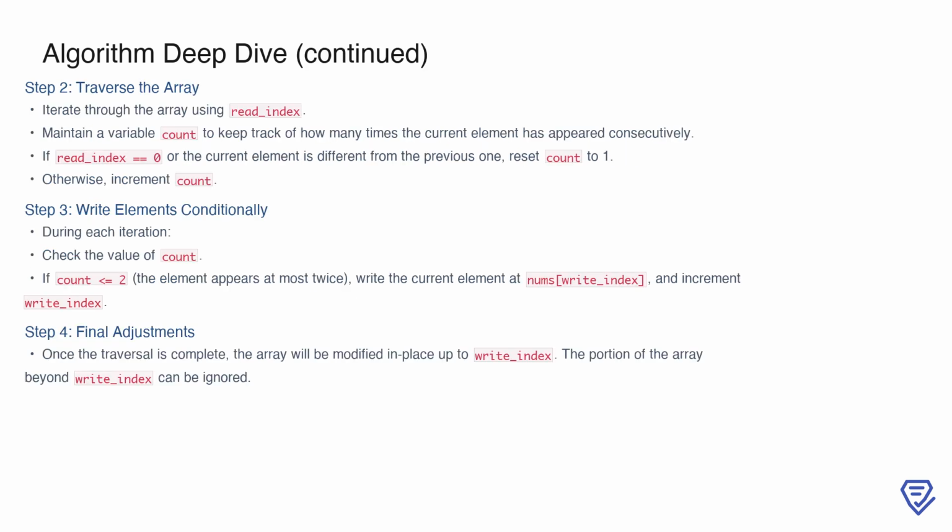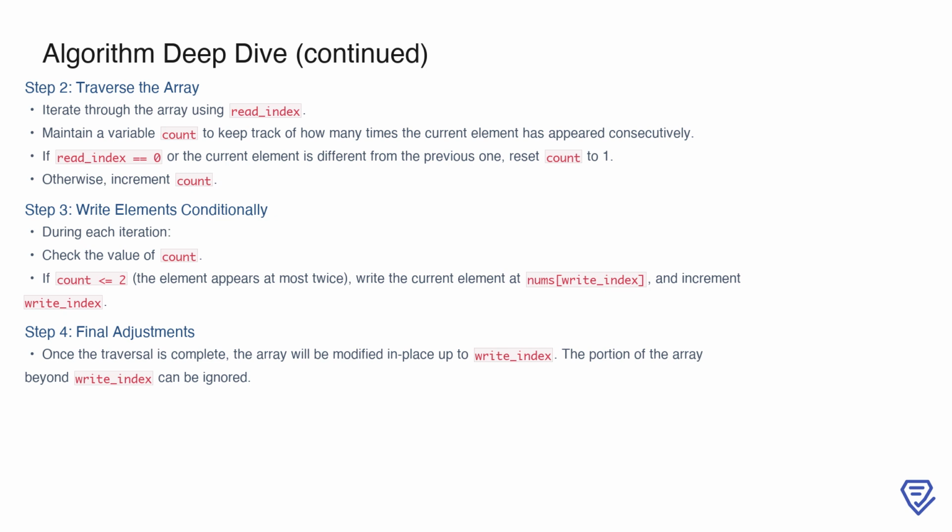Now, as we traverse the array using the read_index, we maintain a variable called count to track the number of consecutive appearances of the current element. If the current element is the first one we're encountering or is different from the previous element, we reset count to 1. Otherwise, we increment count since the same element is repeated.